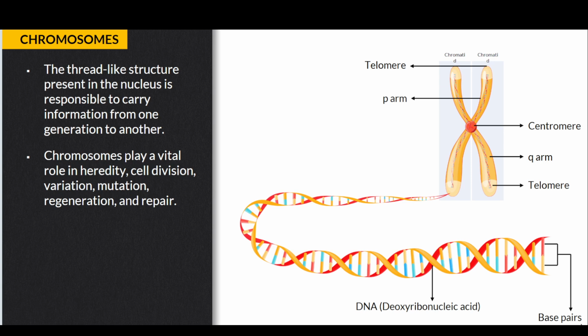Chromosomes have a very important role in heredity. Heredity means passing of traits from parents to offspring. DNA contains base pairs. These lines you can see are base pairs, and if there is a slight change in the DNA base pairs, it can cause mutation, which can be harmful or sometimes beneficial. So this is how a chromosome looks. It contains DNA, it is present in the nucleus and is responsible for passing information from one generation to another. This is what you need to remember.